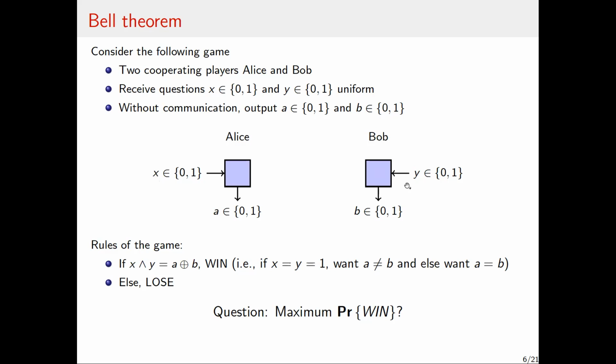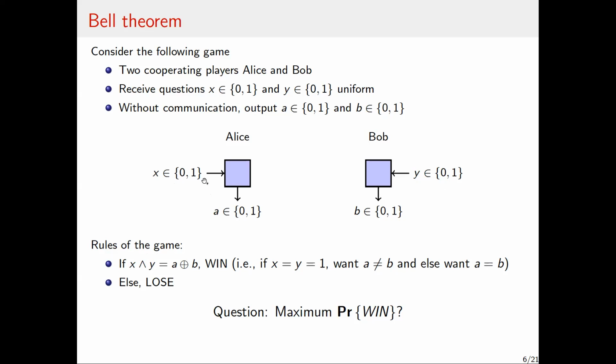Remember that X and Y are uniform on 0, 1. Here, Alice and Bob have a very simple strategy where they don't even look at their input. They don't even look at their question. They just always output 0. So if X happens to be 0 and Y is 0, then the outputs A and B satisfy the winning condition of the game. So in this case, they would win. In the case X is 0 and Y is 1, they also win the game. In the case where X is 1 and Y is 0, they also win the game. So in these 3 cases, they win the game because they achieved that A is equal to B.